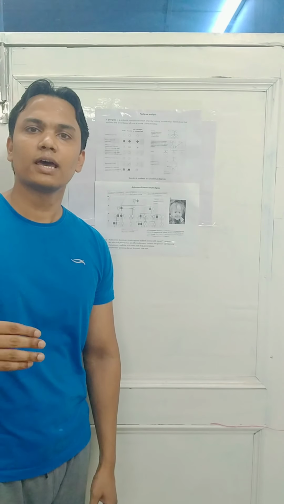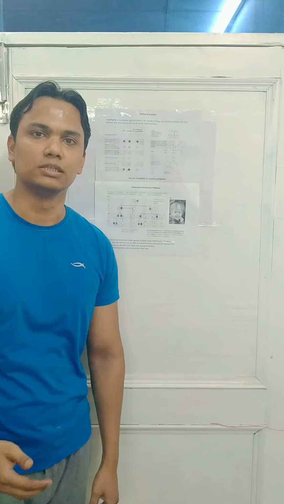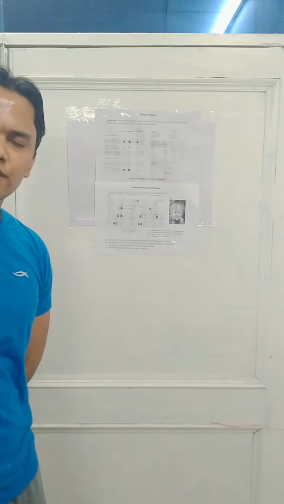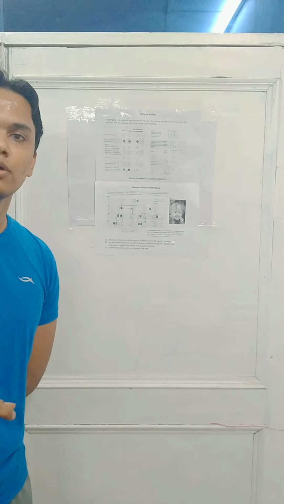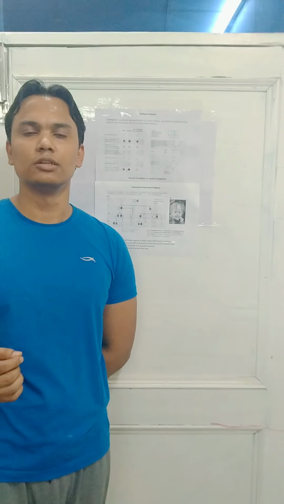Now some of these characters are monogenic, that means they are regulated by only a single gene, and in most cases many of these characters are polygenic. What is a monogenic character? It is one where only one gene is responsible for a particular trait or, in this case, a disease. So a mutation in that particular gene will lead to a particular disease.